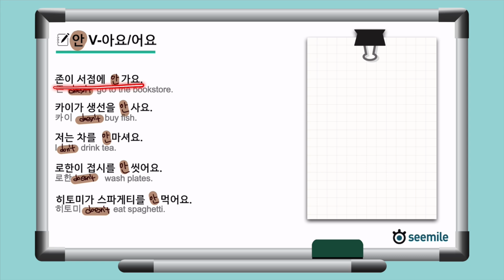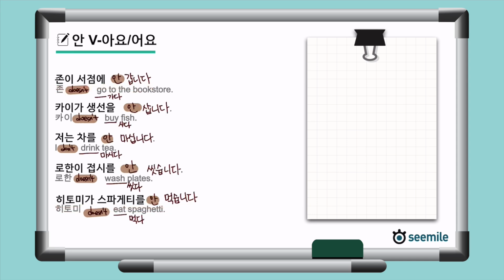존이 서점에 안 가요. 카이가 생선을 안 사요. 저는 차를 안 마셔요. 로한이 접시를 안 씻어요. 히토미가 스파게티를 안 먹어요. 존이 서점에 안 갑니다. 카이가 생선을 안 삽니다. 저는 차를 안 마십니다. 로한이 접시를 안 씻습니다. 히토미가 스파게티를 안 먹습니다.